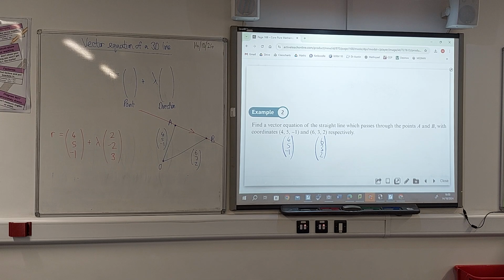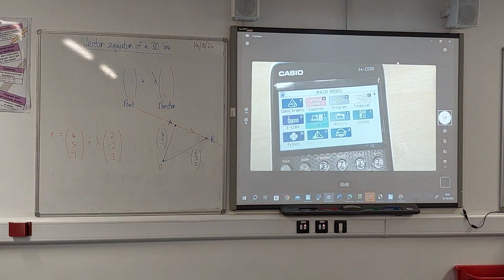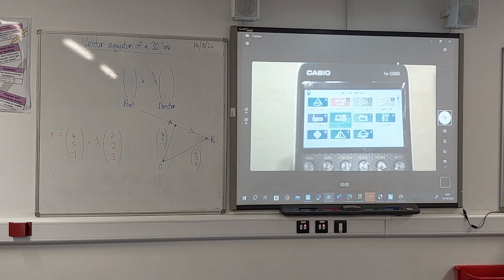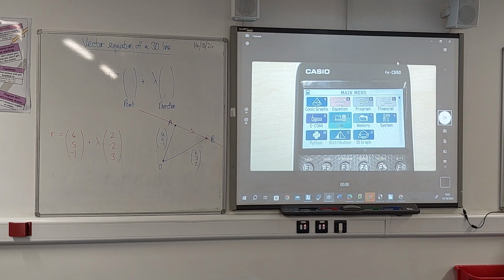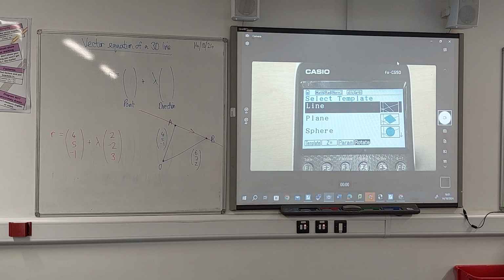So, now, I genuinely have practiced this, but that doesn't mean it's going to work properly for me this time. So I'm going to go to 3D graph. And I'm going to delete the lines that I've already got in there. So the first thing I'm going to do is press type, and I want to draw a line. So yeah, the line is okay.